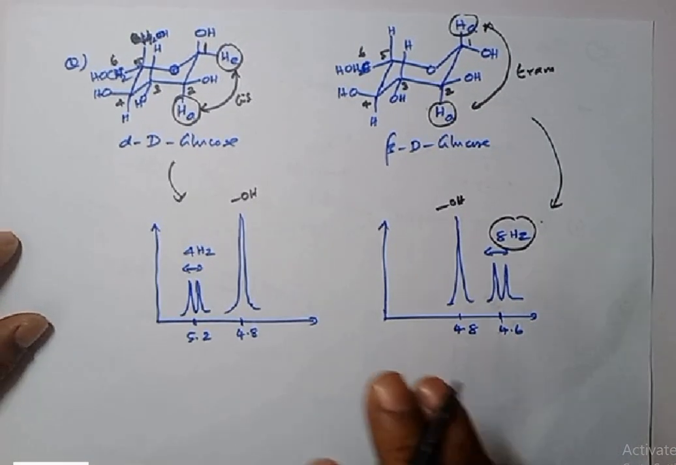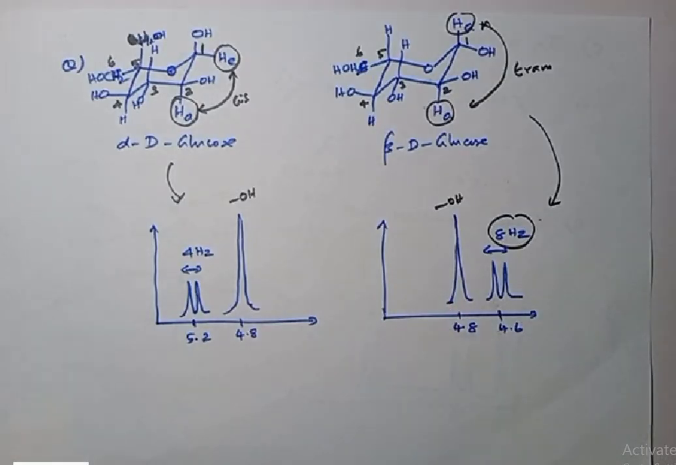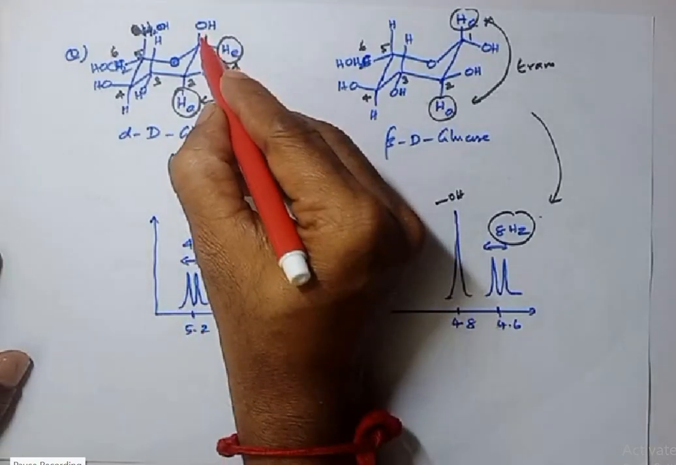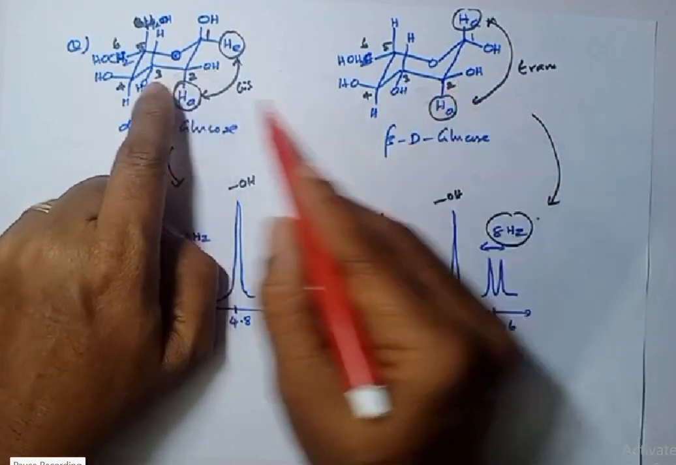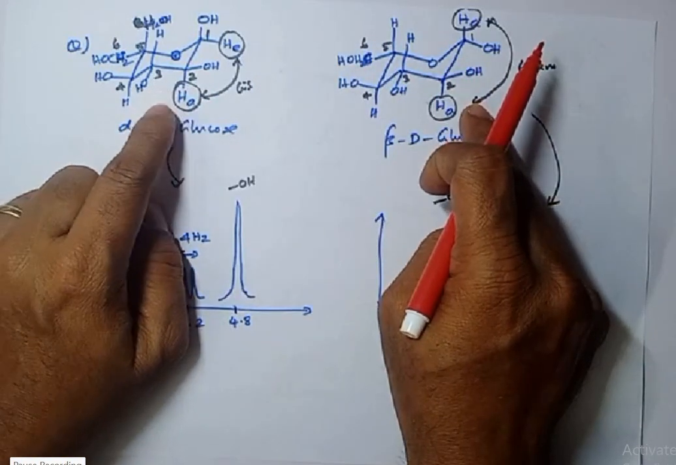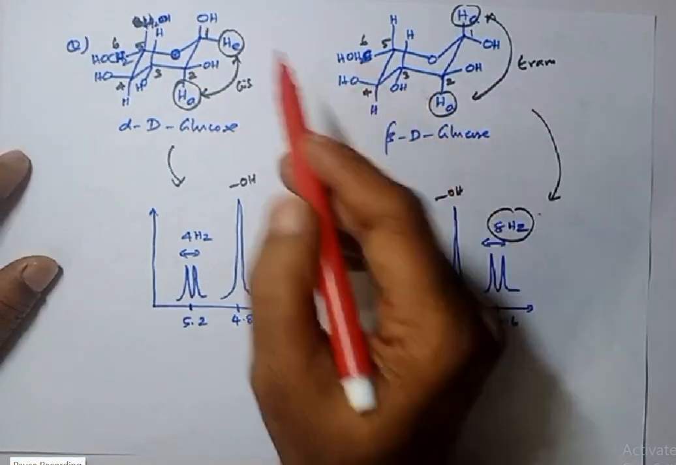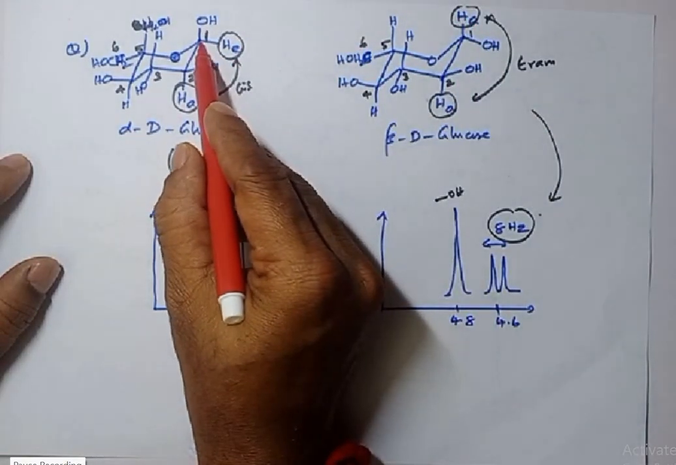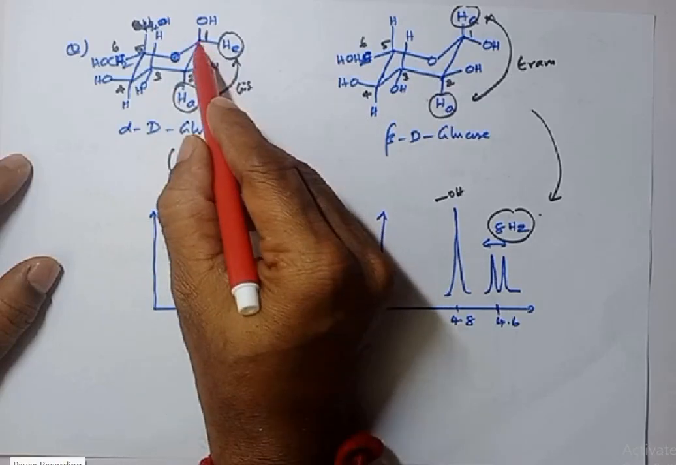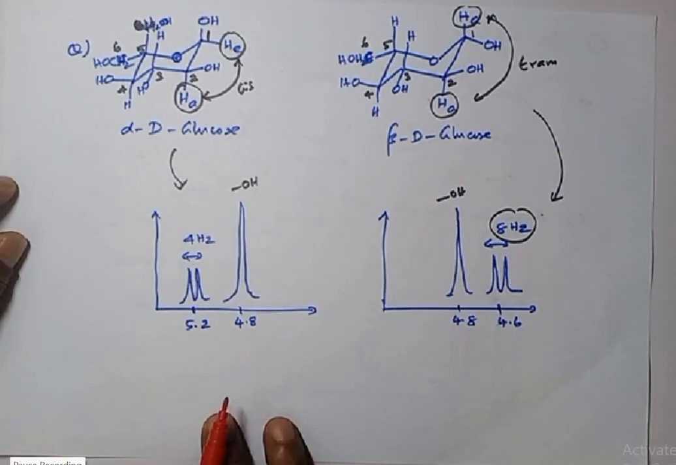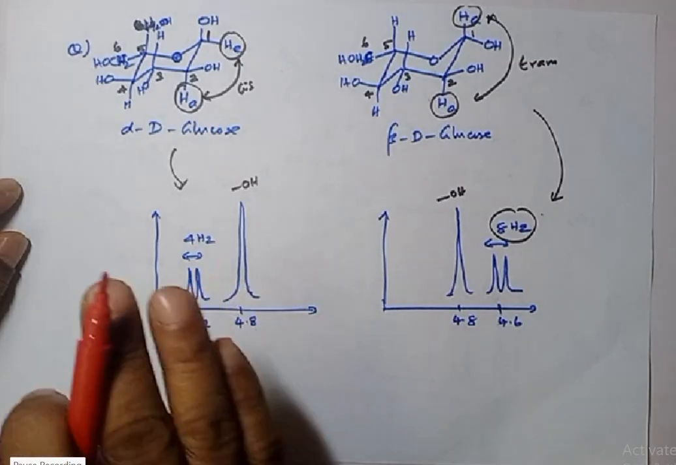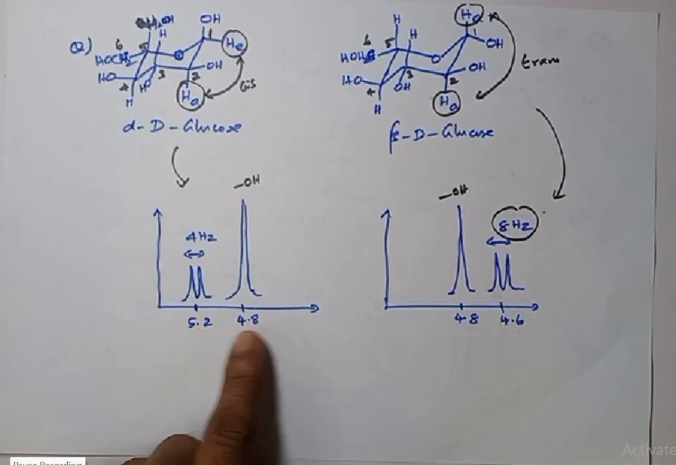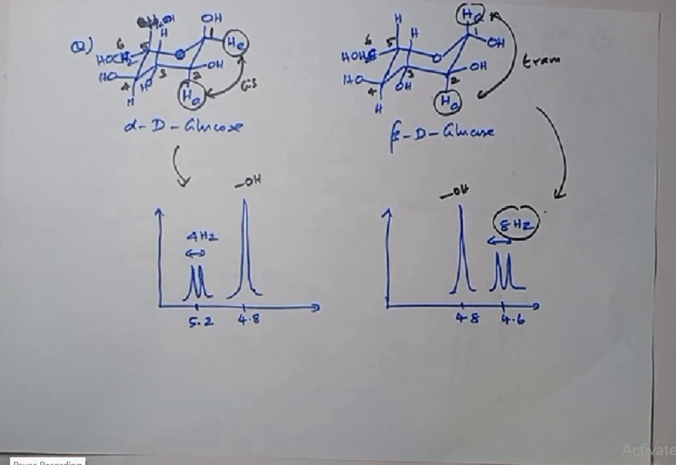Can you see any other point here? Listen. In carbon 1, just notice these two. In carbon 2 also, both the isomers, alpha-D and beta-D, have the same structure. In carbon 1 of beta-D-glucose, the hydrogen is axial. In carbon 1 of alpha-D-glucose, the hydrogen is equatorial. And I have told you, equatorial hydrogen always appears downfield. Downfield means a larger chemical shift.